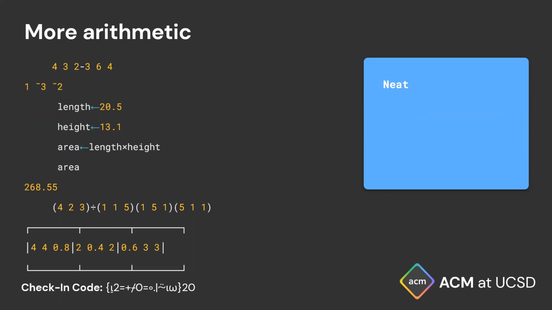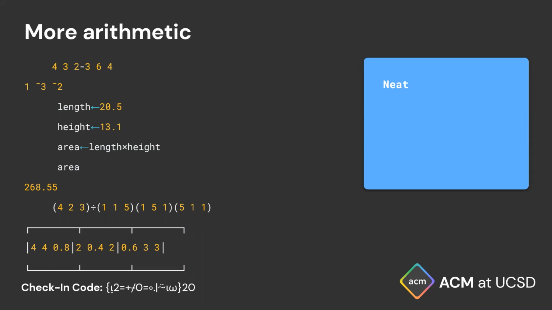We can also take element-wise operations between 2 arrays. What's happening here is that 4, 3, 2 is one array and 3, 6, 4 is another array, and we subtract the 2 arrays, which means we take the element-wise subtraction. So 4 minus 3 is 1, 3 minus 6 is -3, and 2 minus 4 is -2. Down below, we can also assign variables in APL. This is probably pretty intuitive. Length gets assigned 20.5, height gets assigned 13.1, area gets assigned length times height, and then area is 20.5 times 13.1. So there you go.